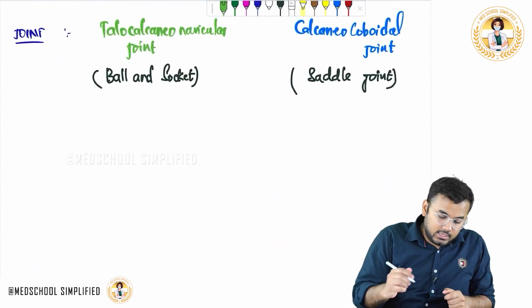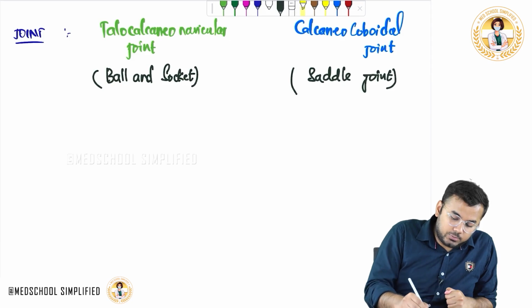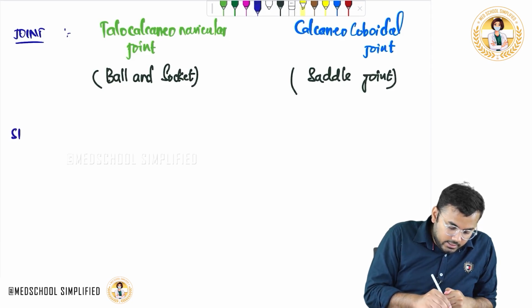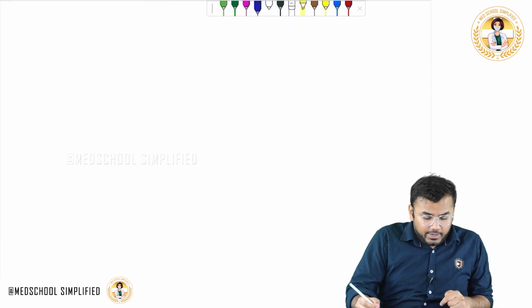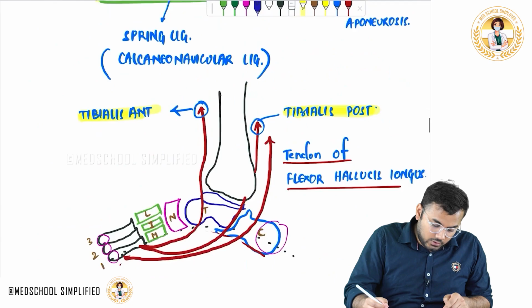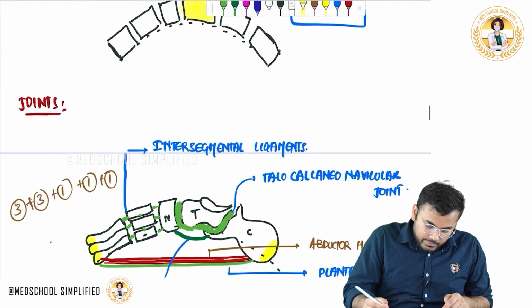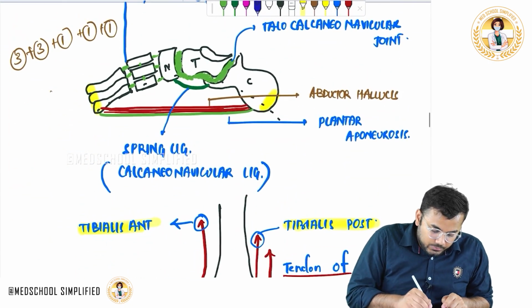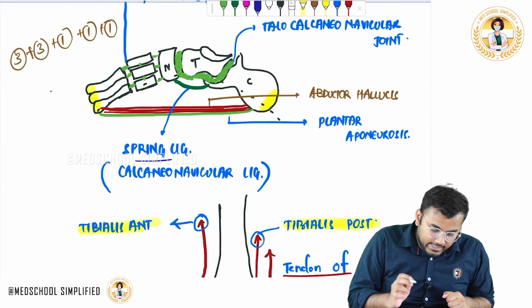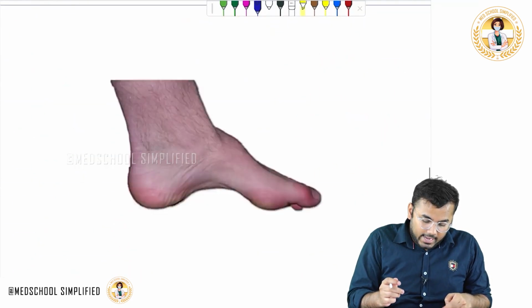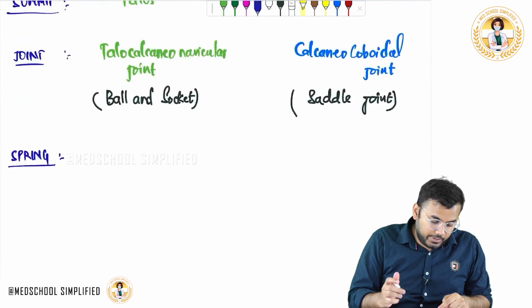So after this, the next important thing is the spring ligaments. What was the spring ligament in case of the medial longitudinal arch? We already discussed. So this is the spring ligament. This is called the calcaneonavicular ligament. So the calcaneonavicular ligament is the spring ligament over here.